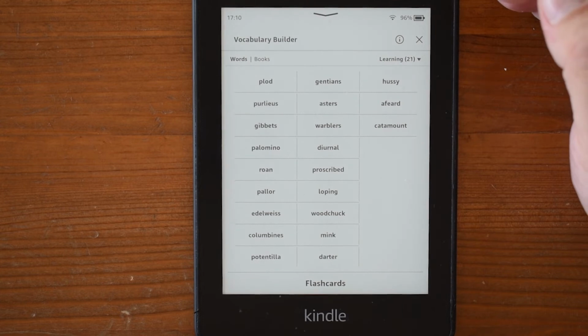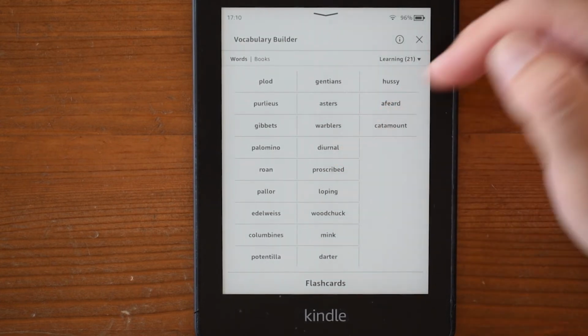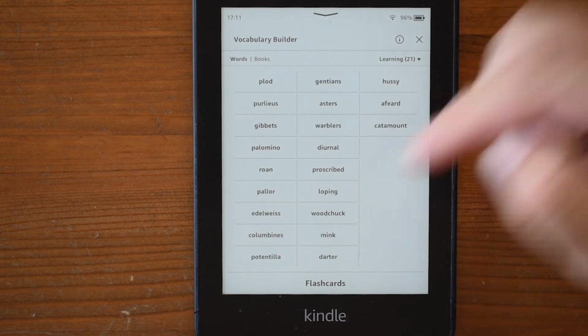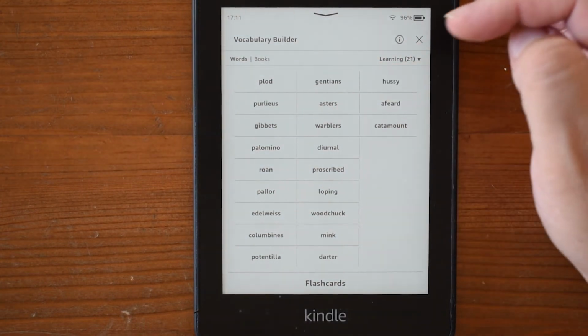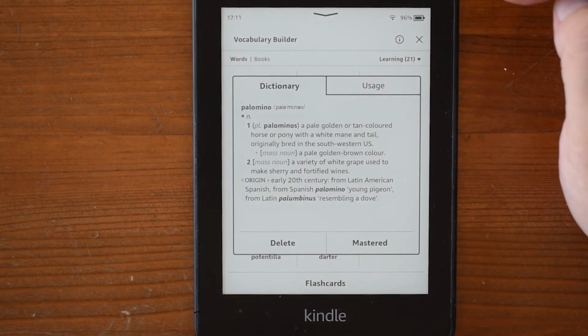Asters, I think that was some singing bird, and warblers were birds. Diurnal meant daily, during the day. So not nocturnal, but daytime. Prescribed meant forbidden.